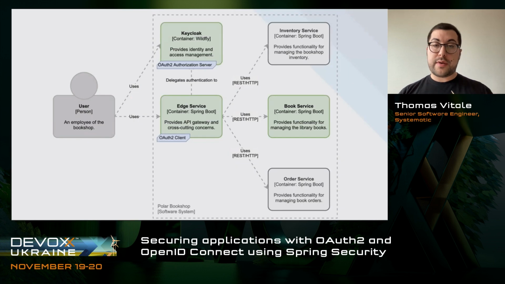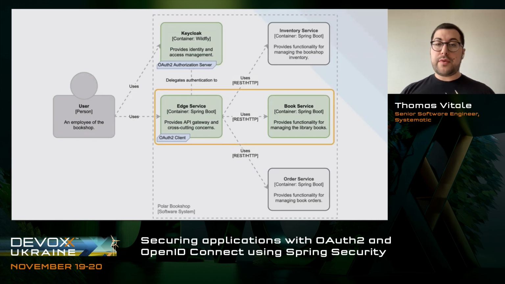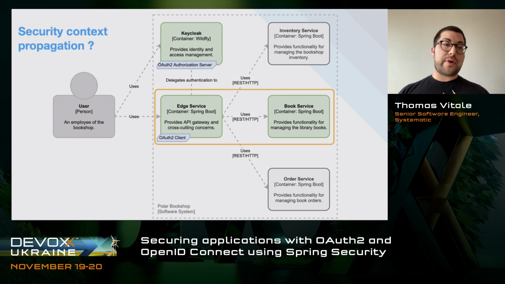So if we look more closely, we are focusing now on the communication between Edge service and any of the other microservices in the backend, for example, BookService. So we need to solve the problem of security context propagation. Edge service knows the identity of the authenticated user. How can we let BookService know as well? And then how can we ensure that Edge service gets authorized access to BookService?